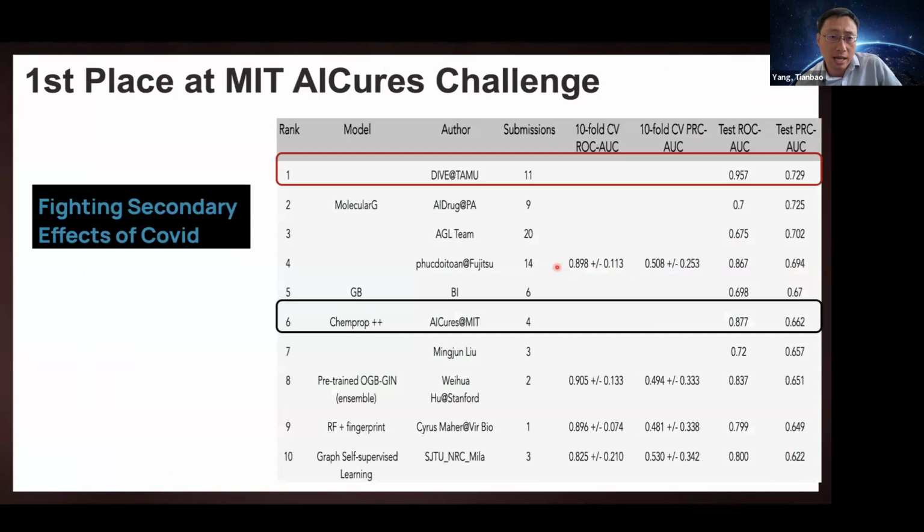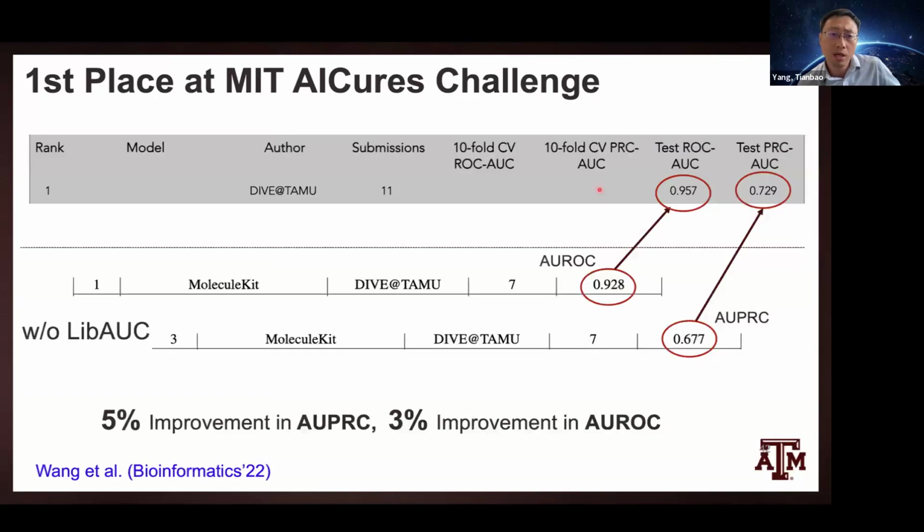And also the LibAUC library helps us win the MIT AICures challenge. This challenge is for classifying the properties of molecules such that we can find molecules to design a drug to fight COVID during the pandemic. My colleague Dr. Shuiwang Ji's group used our library to get first place. Without using the LibAUC library, their original performance was actually third place in terms of AUPRC. But using our library, we improved that to first place. So there is a 5% improvement in terms of AUPRC.